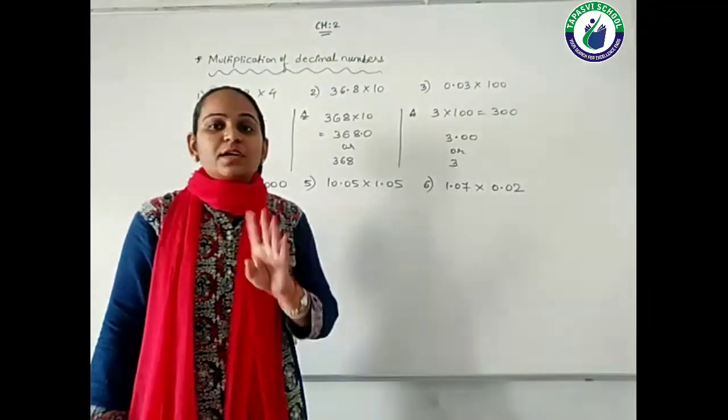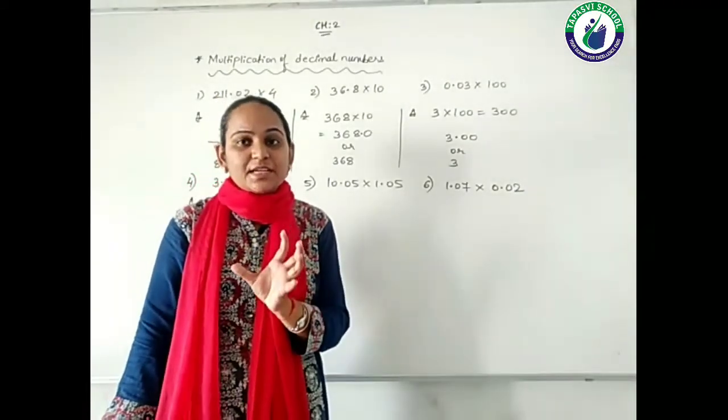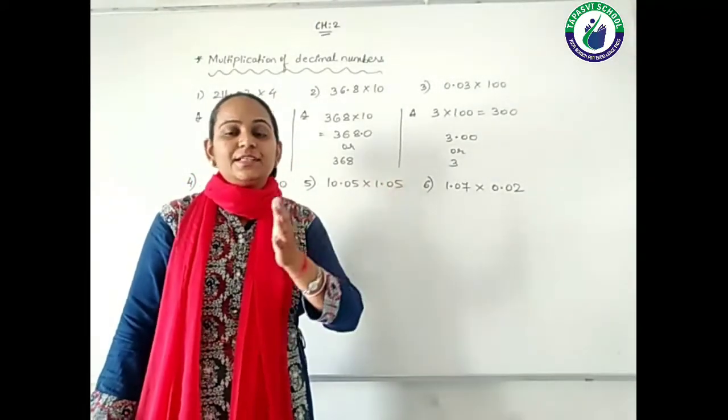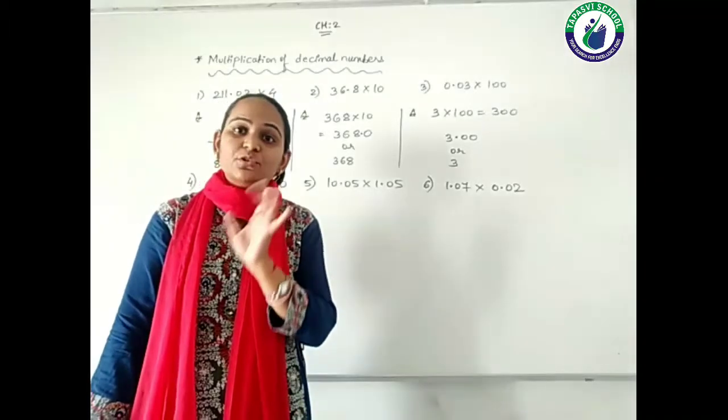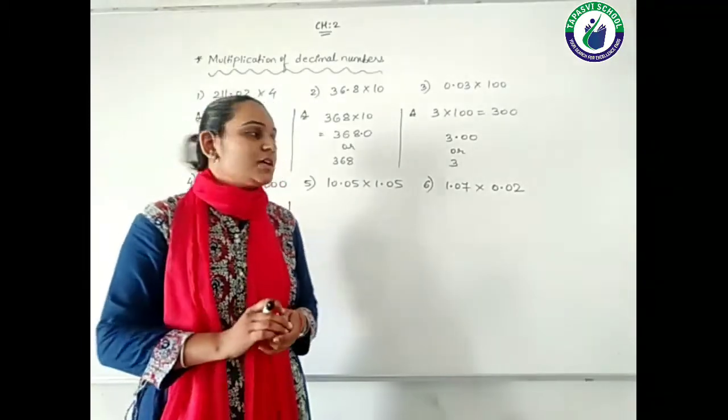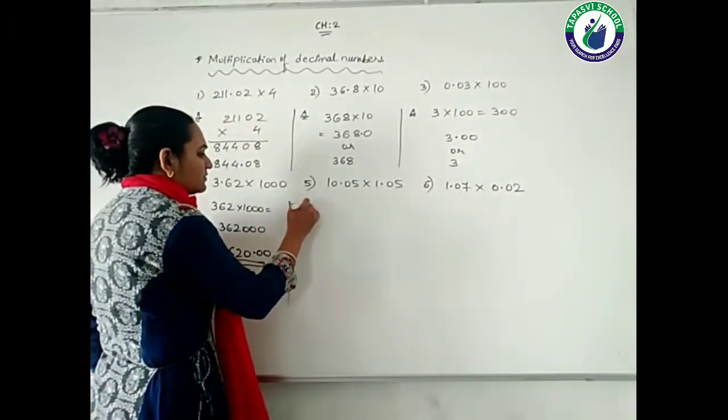So 2 plus 2 becomes 4. That means whatever answer you get from the multiplication, from the right hand side leave 4 digits and then put the decimal point. Is it okay? So let's see the workout of this.